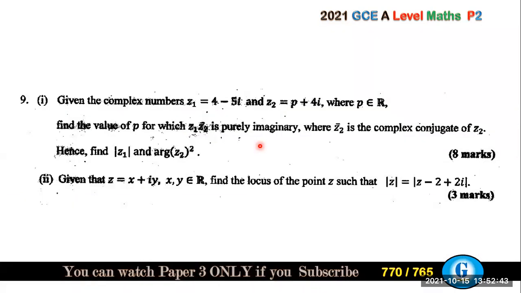Question 9. Given the complex numbers z1 equals 4 minus 5i and z2 equals p plus 4i, where p is an element of R, find the value of p for which z1 times z2 bar is purely imaginary, where z2 bar is the complex conjugate of z2. Hence, find the absolute value of z1 and the argument of z2 squared. The B part: given that z is equal to x plus iy, where x, y are elements of the set of real numbers, find the locus of the point z such that mod z equals mod z minus 2 plus 2i.